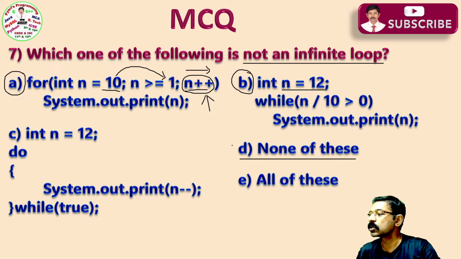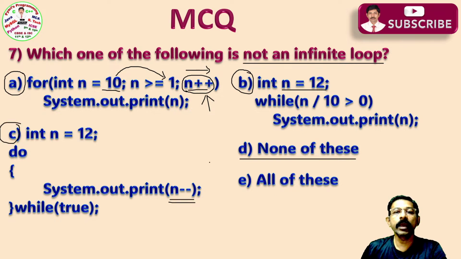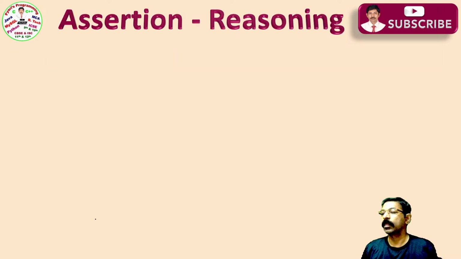N value is not updated, only used. Okay. But in case of C, N value is updated. In case of B, N value is not updated. But in case of C, N value is updated, but still why is it an infinite loop? In C, the constant condition true is given. Good. Because the constant true is given in the loop, hence it is an infinite loop.